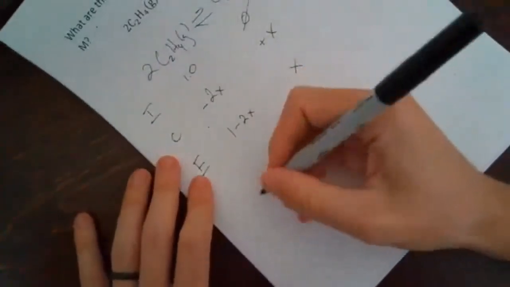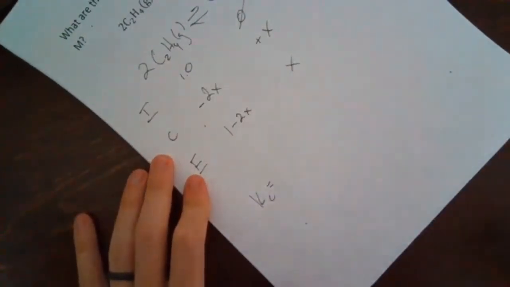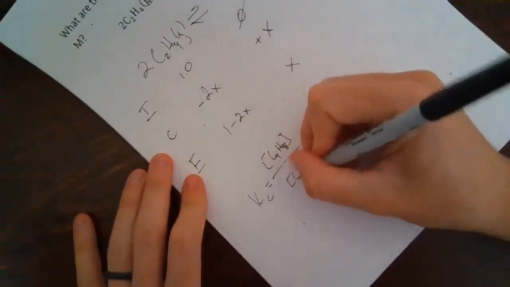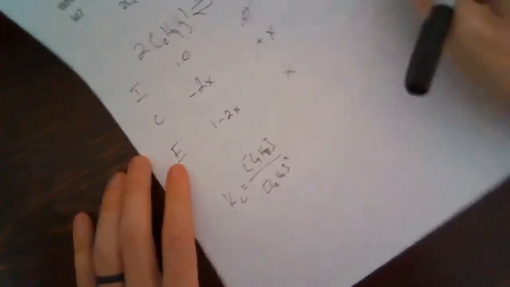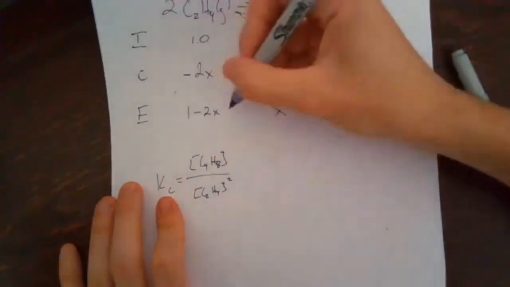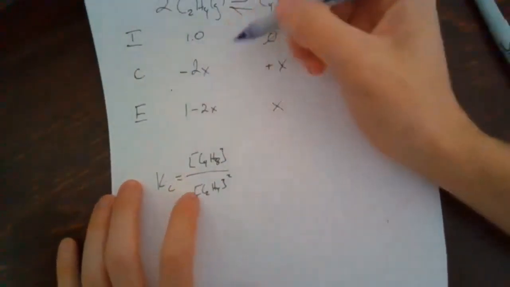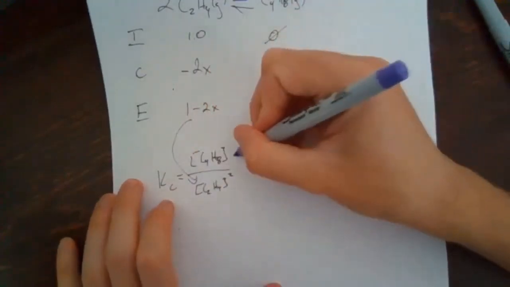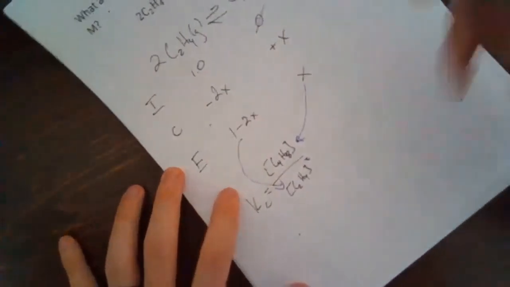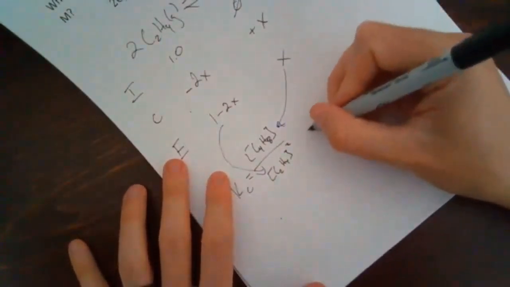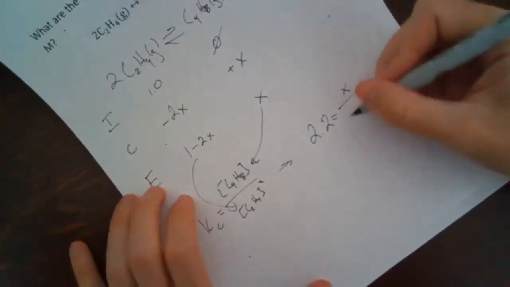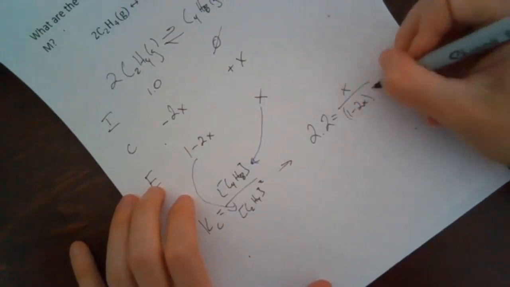And so I can take these, and I know that my Kc is going to be equal to the concentration of C4H8 divided by the concentration of C2H4 squared. Then the 1 minus 2x goes in right there, and the x goes in right there. I can plug in the value for Kc, it's 2.2. So the equation I get overall is 2.2 is equal to x divided by 1 minus 2x squared.